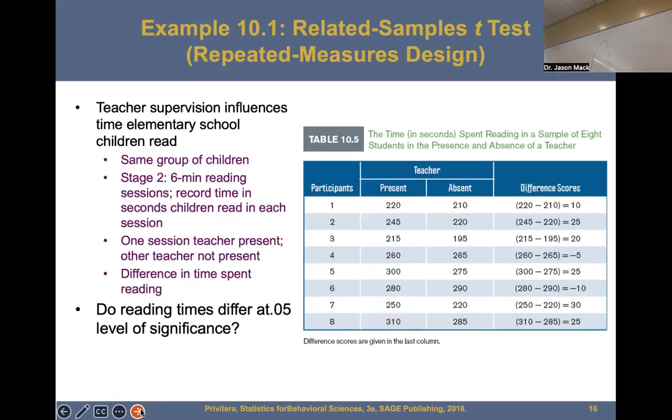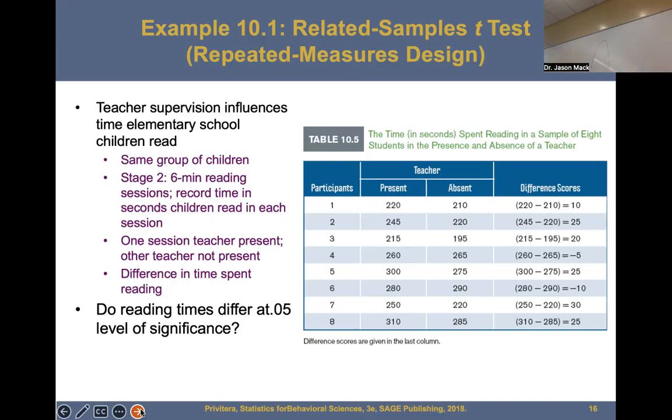So for example, teacher supervision influences the time elementary school children read. So we have a sample group of children. It's one of our examples on our worksheets today. Stage 2 six-minute reading sessions, and record the time children read in each session. We record when the teacher is there and when the teacher is absent. And then we find the difference in the scores, the difference in time spent reading. We're going to ask whether reading times differ at a 0.05 level of significance, based on this data that we're looking at.